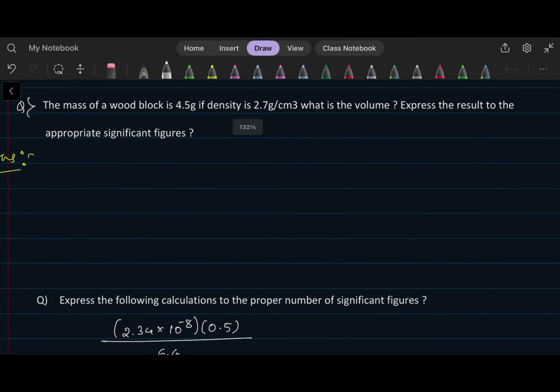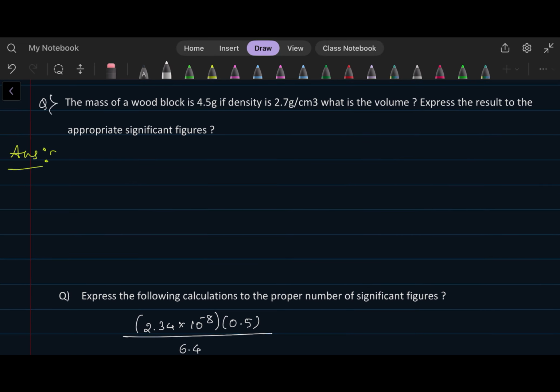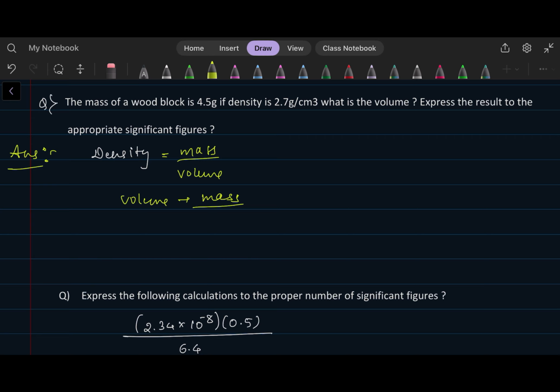Let's go for these questions. Here they are asking, find the volume. We know that density is equal to mass by volume, and they are asking volume, which means mass by density. Mass they have given, that is 2.7 gram per centimeter cube.